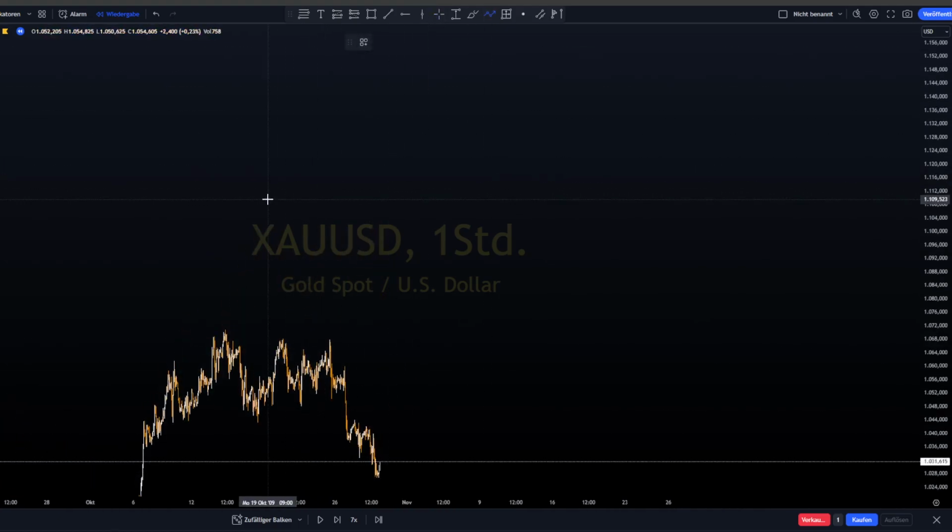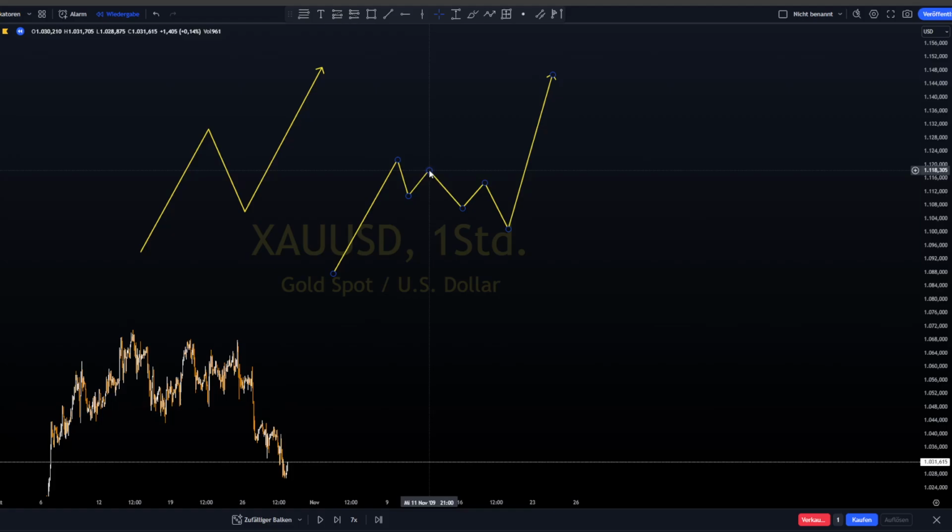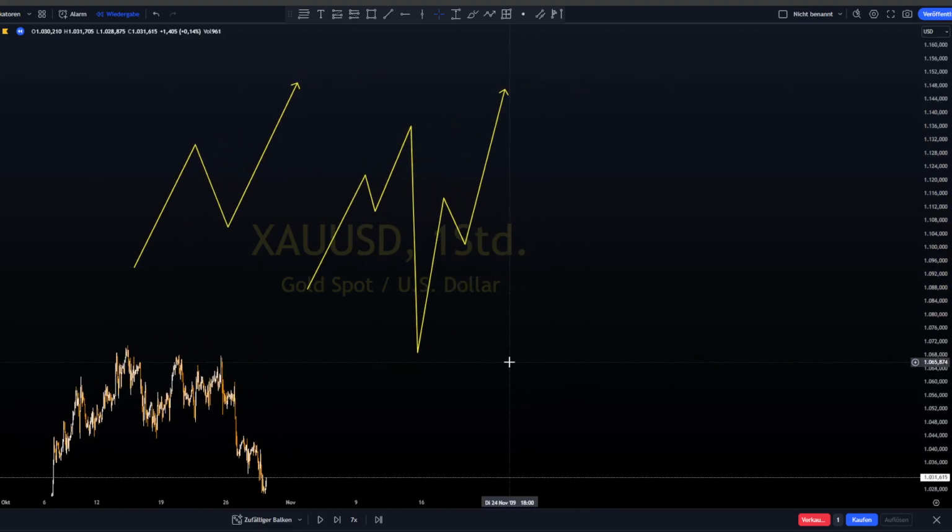Let me draw something. What's this? It's an uptrend, right? And this as well. And that one, it's also an uptrend. But what about this one? It's still an uptrend, but it's a ranging or volatile uptrend, or in different words, a manipulated uptrend.